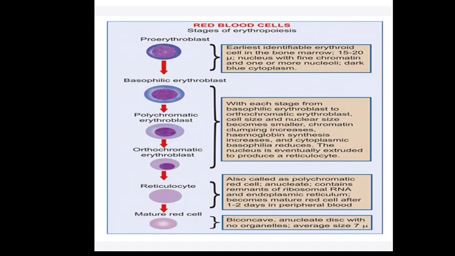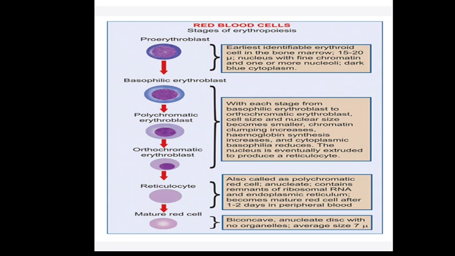Hematopoiesis. Now, stages of erythropoiesis. First stage, pro-erythroblast. The earliest identifiable erythroid cell in the bone marrow, 15 to 20 micrometers, with a nucleus with fine chromatin and one or more nucleoli, and dark blue cytoplasm. This is the first stage.